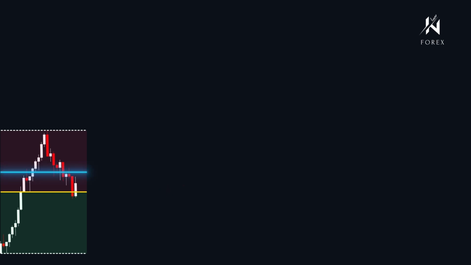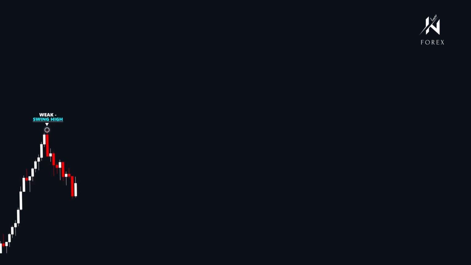Now, after spotting a valid pullback, there's one more thing we always do. We mark the weak high and watch to see if price breaks above it. If price breaks above that weak high, it signals continuation, and that's exactly what happened here. Price broke to the upside, giving us a break of structure. After this break of structure, we can confirm that the recent low is now a strong low, which is important for the trend. Let's keep going.